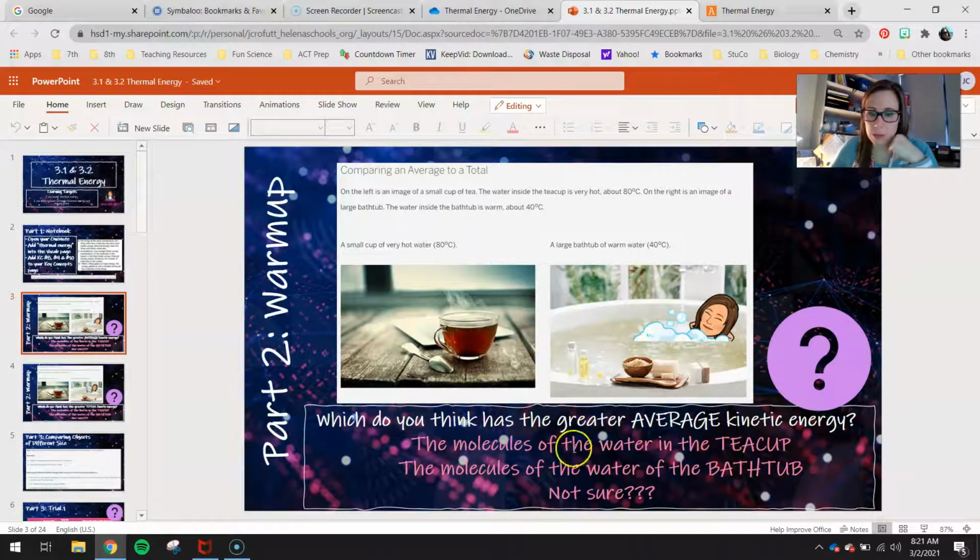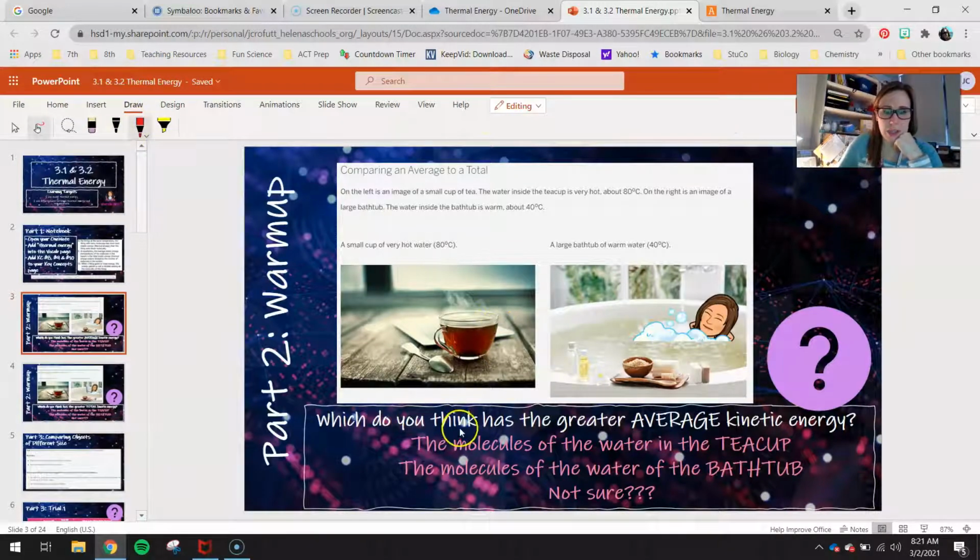Okay, the molecules of the water in the teacup, the molecules of the water in the bathtub, or you're not quite sure. For this one, I want you guys to go to your draw tool. Make sure you pick a color that I'll be able to see. And I want you guys to circle which answer you think is correct. Anytime you use the draw tool, make sure you click back on your cursor.